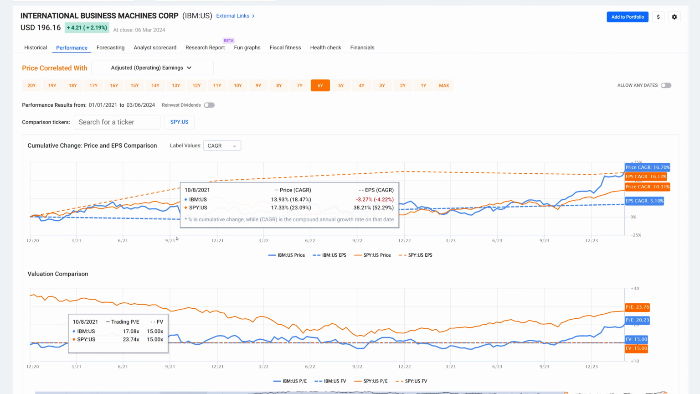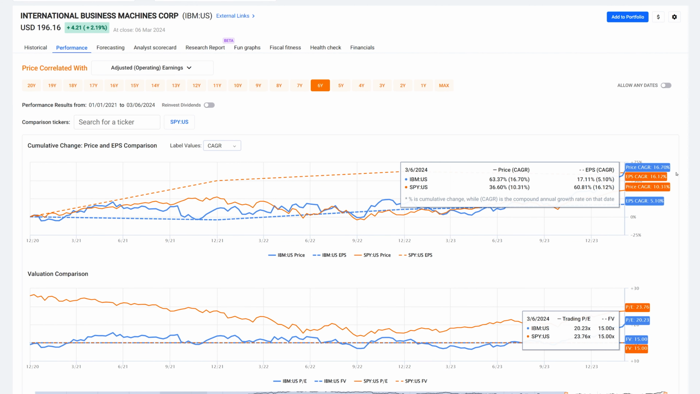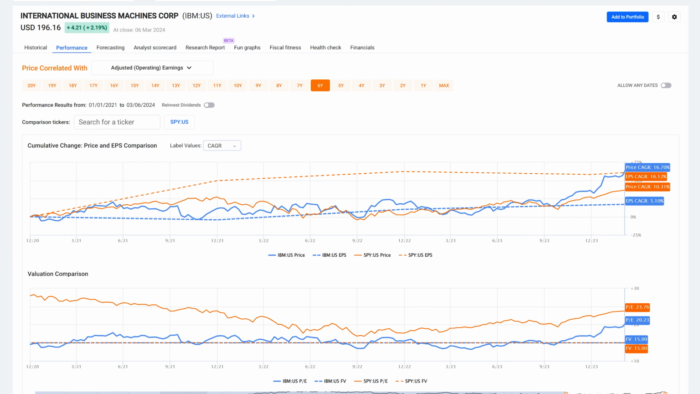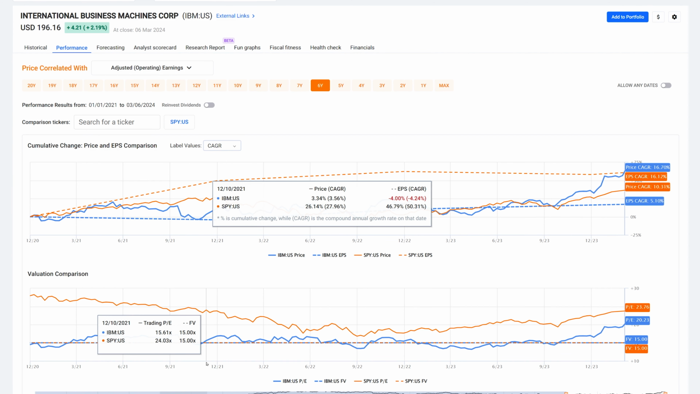Because IBM went through a transition period, but for the last 6 years, IBM has outperformed the market by a rate of 16.7% versus only 10.31% in the market. Earnings growth for the market was 16.12%. Earnings growth for IBM was only 5.19%. So in this case, the market grew faster than IBM, but it was all about valuation.